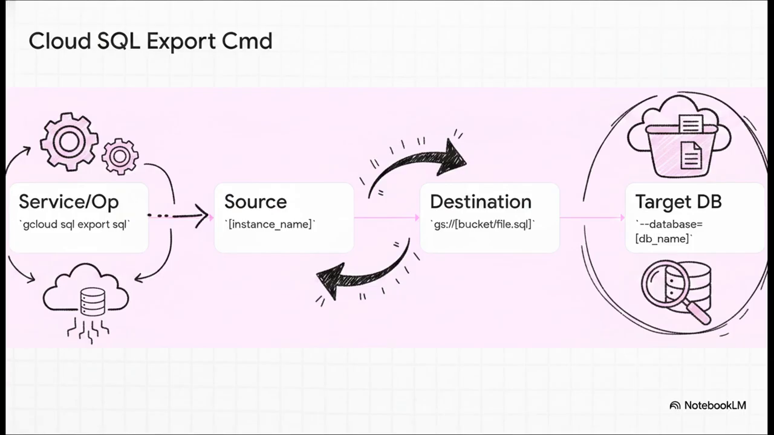And here is the exact command line structure you'll use. It flows incredibly logically. You start with the service and operation, which is gcloud sql export sql. Then you name your source instance. Next comes your destination, an actual cloud storage bucket path starting with gs://. And finally, you tack on the database flag to specify the exact database you're grabbing.